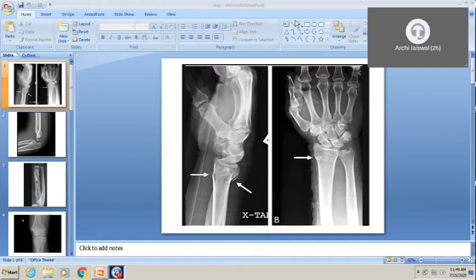Okay, so these were some of the questions you can be asked if you are shown this X-ray of Colles fracture, and all the related questions you may be asked in your table vivas. Okay, so we'll move to the next X-ray quickly.